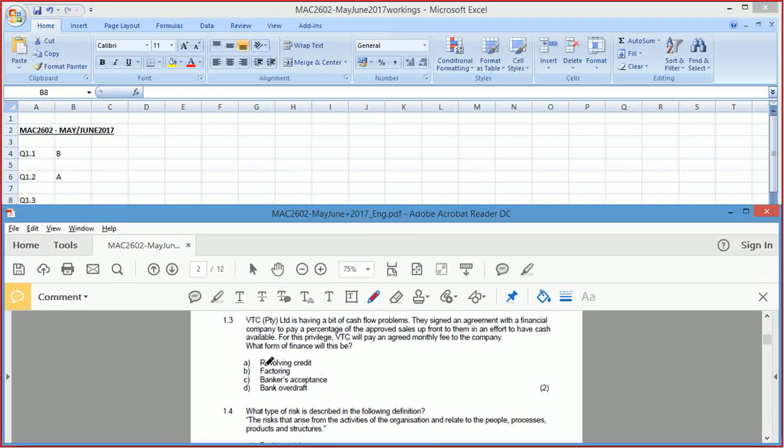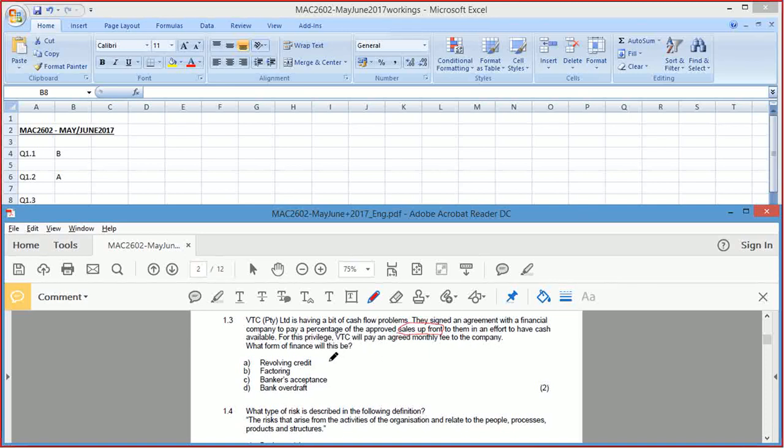Right, number 3. VTC having a bit of cash flow problems. They signed an agreement with a financial company to pay a percentage of the approved sales up front. Okay, so upfront sales are being paid to the company in an effort to have cash available. Okay, so that's a form of managing cash flow. For this privilege, VTC will pay an agreed monthly fee to the company.